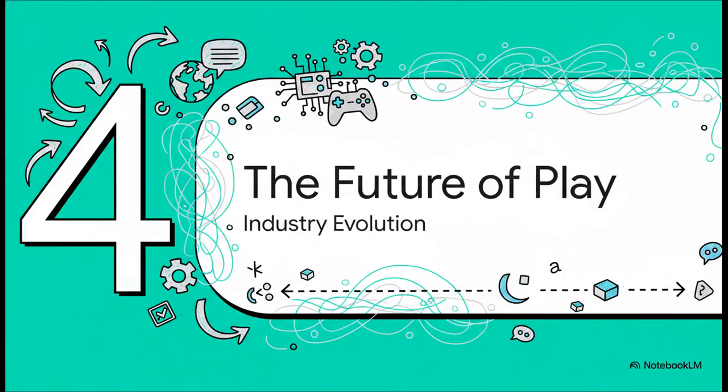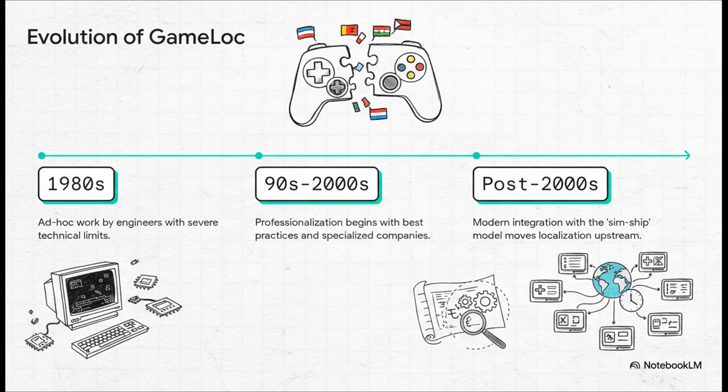So, with all these insane complexities, how is the industry adapting? How are they evolving to meet all these challenges? Let's take a look at where things are going. I mean, the industry has come a really long way from its early ad hoc days. But the single most important change has been the shift to what's called the sim ship model. That's simultaneous worldwide release. This means localization isn't something that happens after the game is done anymore. It happens right alongside development, which creates a ton of pressure, but also makes it a much more integrated part of the whole creative process.